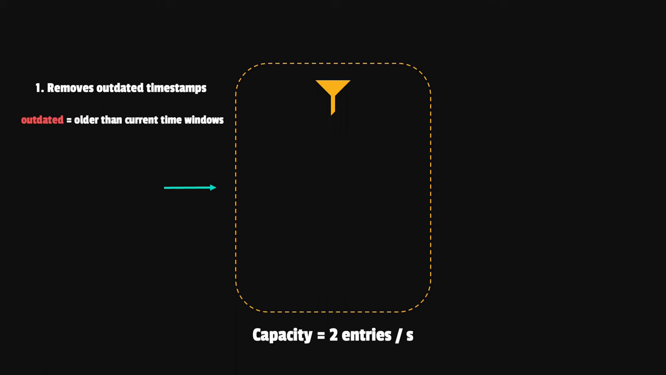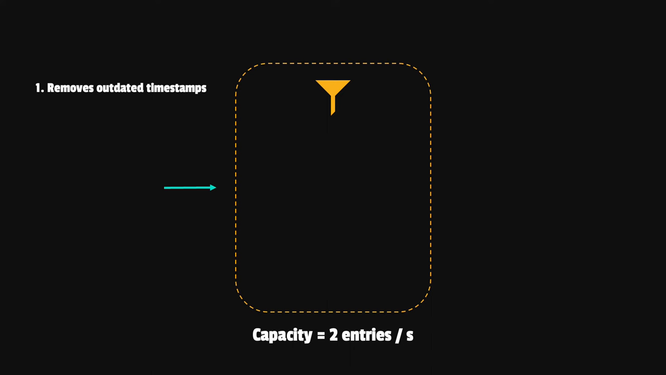The algorithm of the sliding window log fixes the issue of perfect accuracy. In this algorithm, we use a log or a register, and we define the capacity as the number of allowed entries in the log per time frame. Let's say that the rate limiter allows 2 requests per second. When a request comes in, the first thing the algorithm does is to remove outdated timestamps. Outdated timestamps means those older than the current time window, in this case, older than 1 second. Here, we have nothing to remove yet.